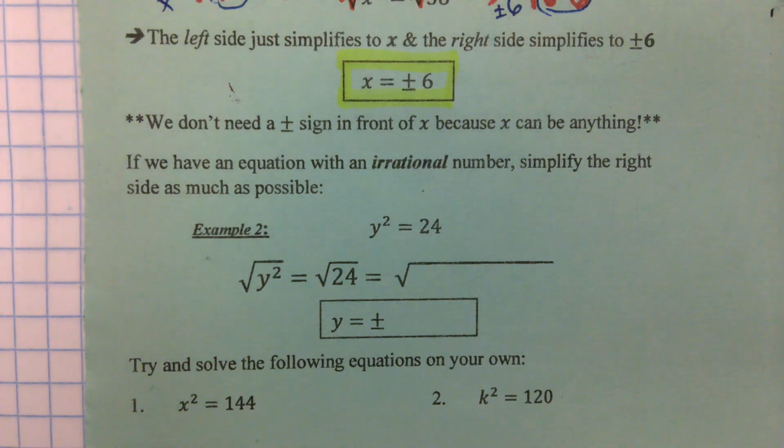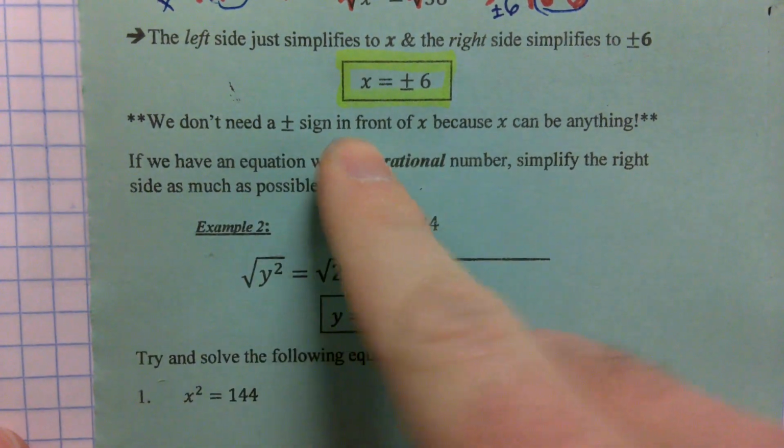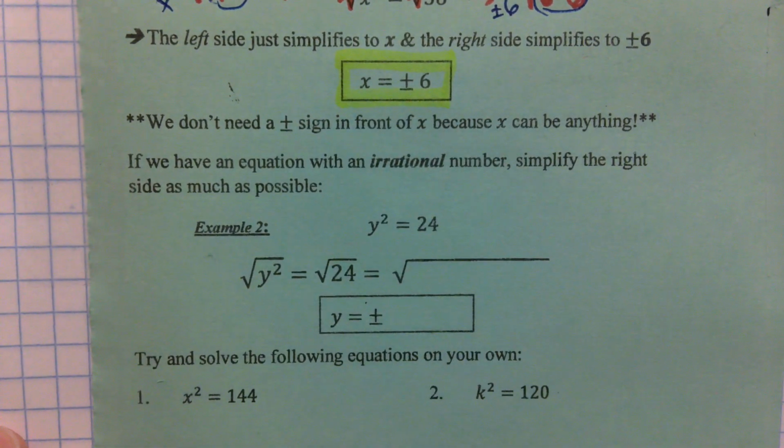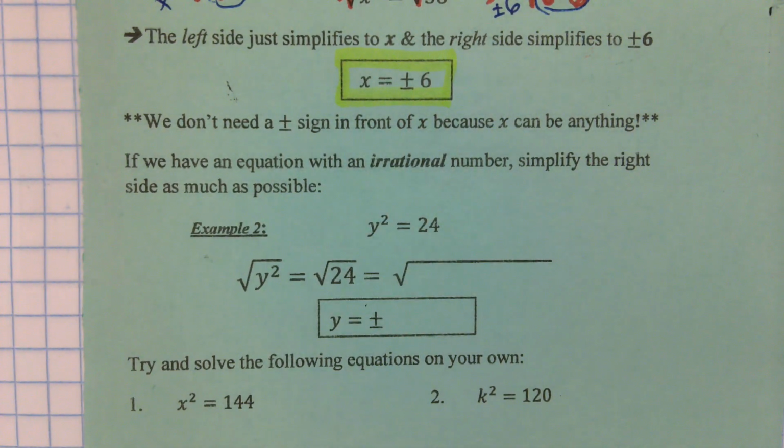All right? We don't need a plus or minus sign in front of our x, though, because x can be anything. Could be a positive number or a negative number. So we just leave x as it is. When we bring out a number like we did with 6, though, we do want to make sure we have that plus or minus sign in front. All right? So that's how we can solve with a perfect square.